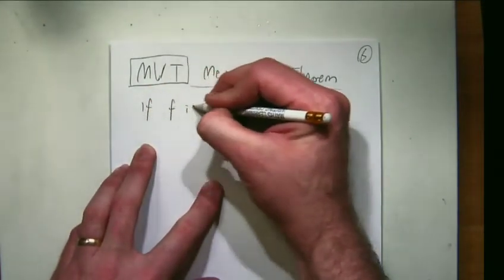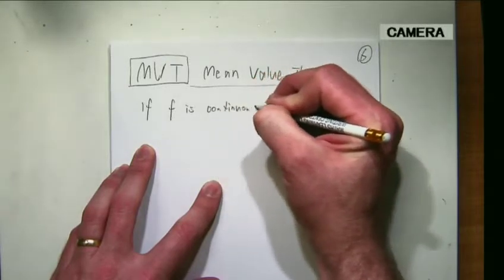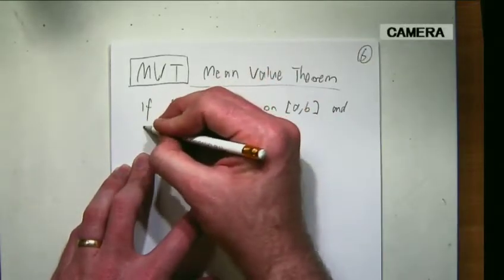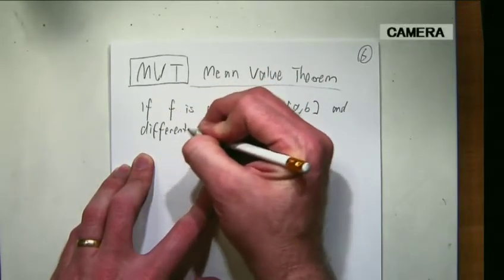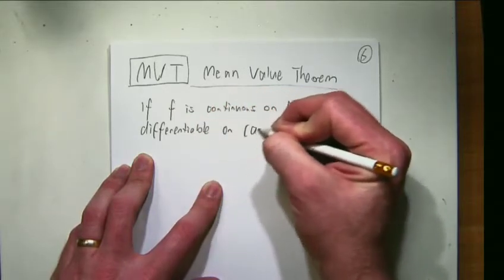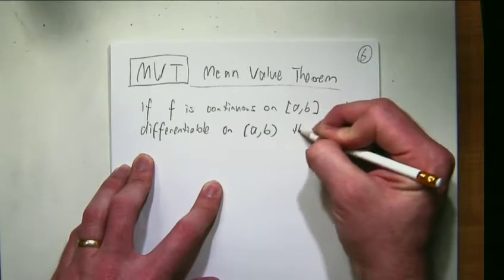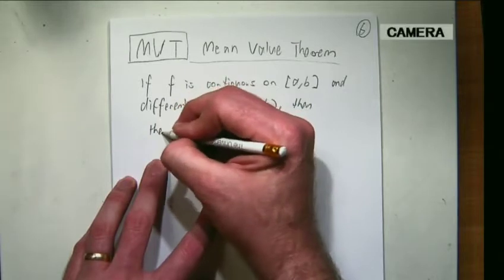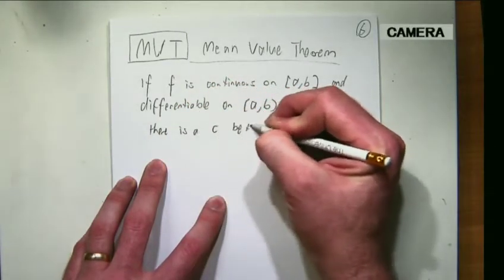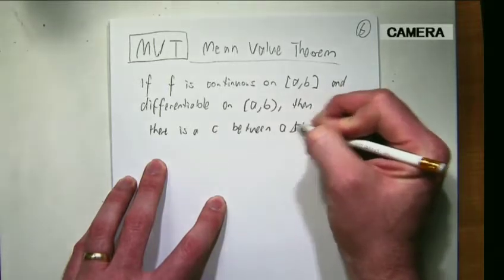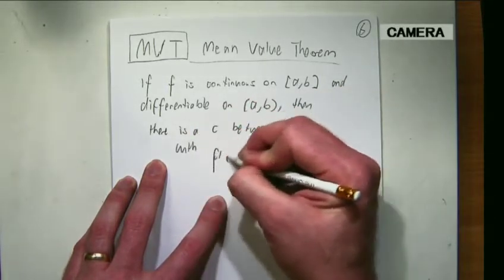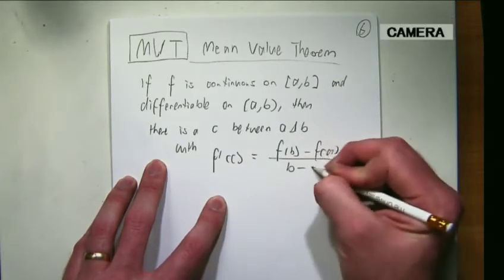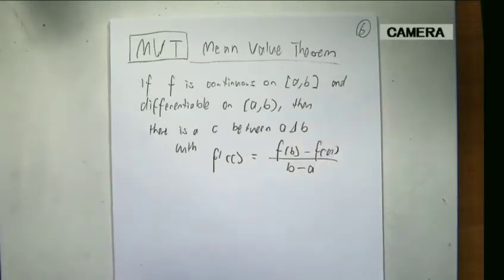If f is continuous on [a, b] and differentiable on (a, b), then there is a c between a and b with f dash c equals (f of b minus f of a) over (b minus a). That's the mean value theorem.